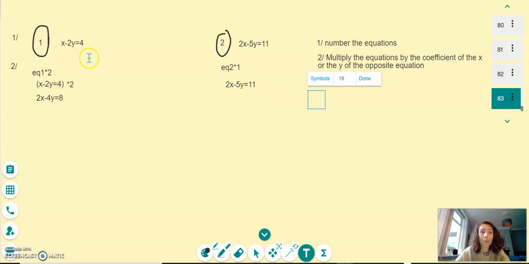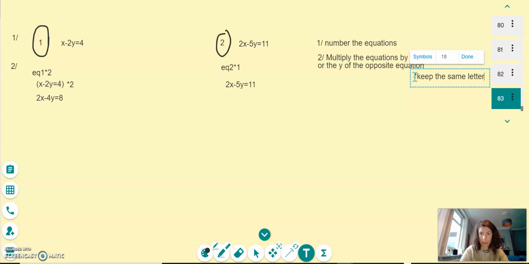It's important to multiply by the coefficients of the same letters. So if you're multiplying equation number 1 by the coefficient of x of equation number 2, you must also multiply equation number 2 by the coefficient of x again. You can't switch between x and y. So we'll write that here. Keep the same letter coefficients.